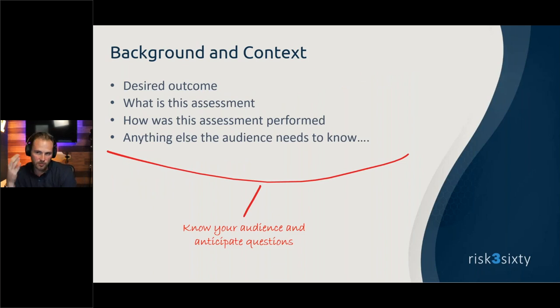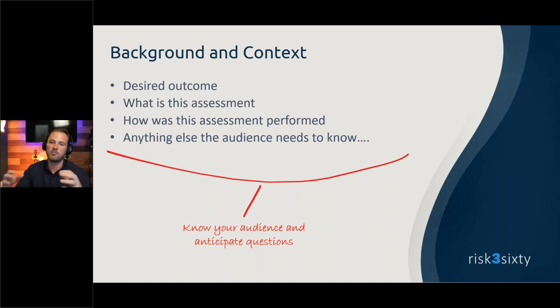So in terms of the agenda, so background and context, what I typically would recommend that if you're going to present background and context, you do these 4 things. So what is the desired outcome of this meeting? So state that clearly in writing. So out of this meeting, this is what we want to get out of it.